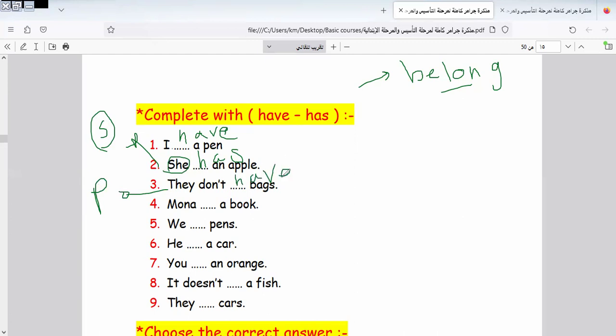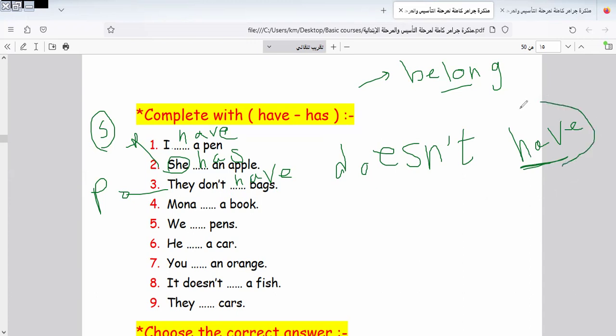If we have doesn't here, what can we do? We put the verb in the stem. Why? We say doesn't, or didn't, or does, or did, and return the verb to the stem. Doesn't what? Doesn't have. If we have doesn't, I put the verb in the stem, as we know before. And during the lessons that we explained in the first term, we know this: when we use doesn't or didn't or does or did, we return the verb to the stem.